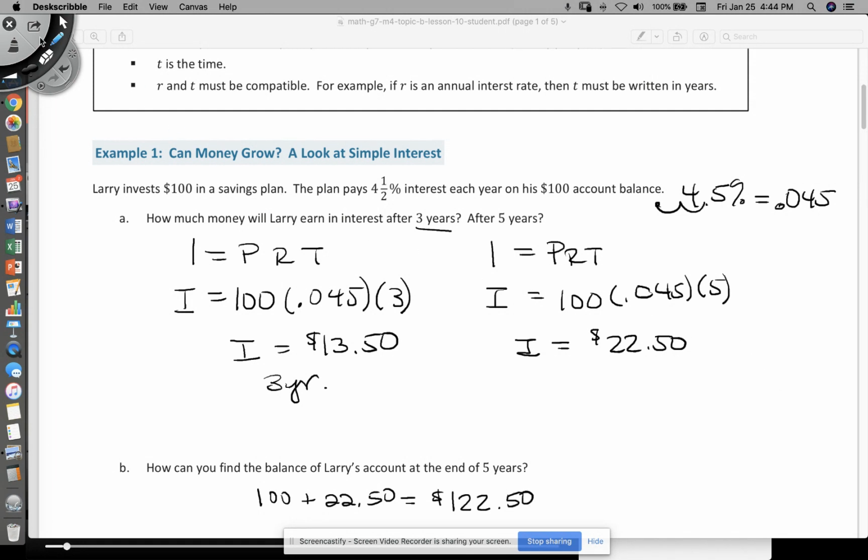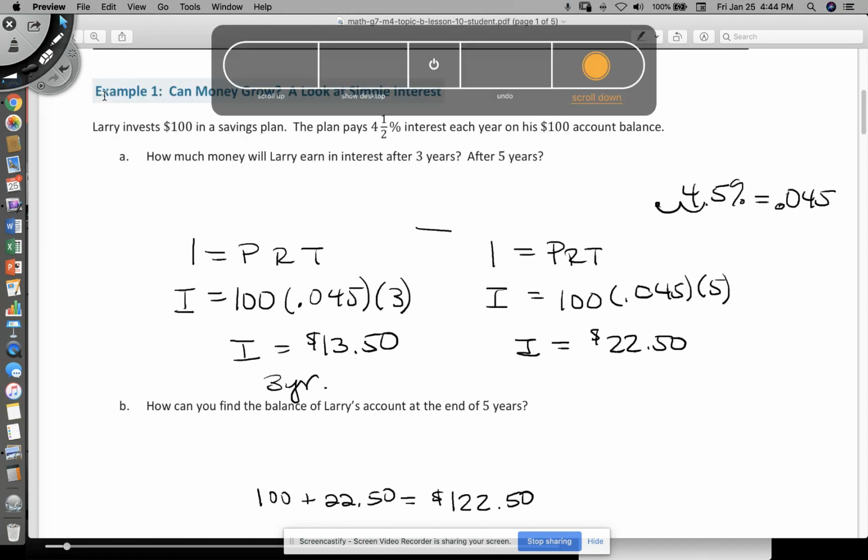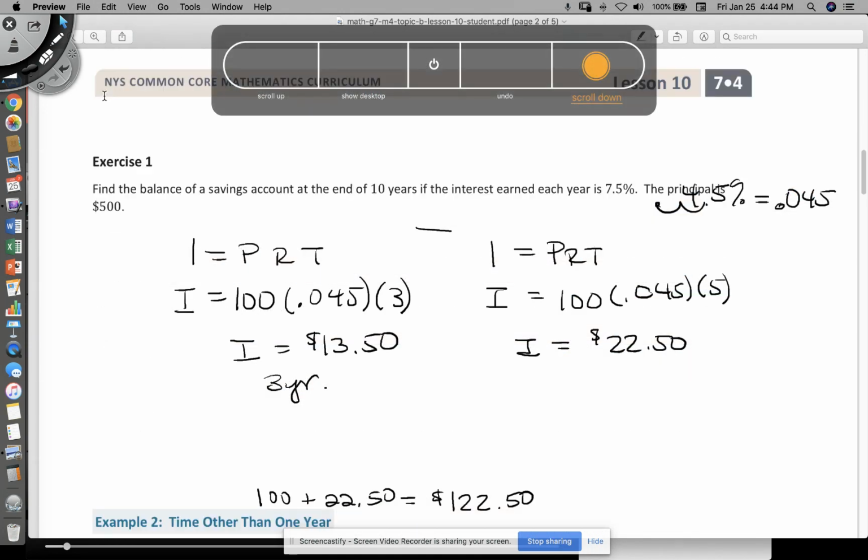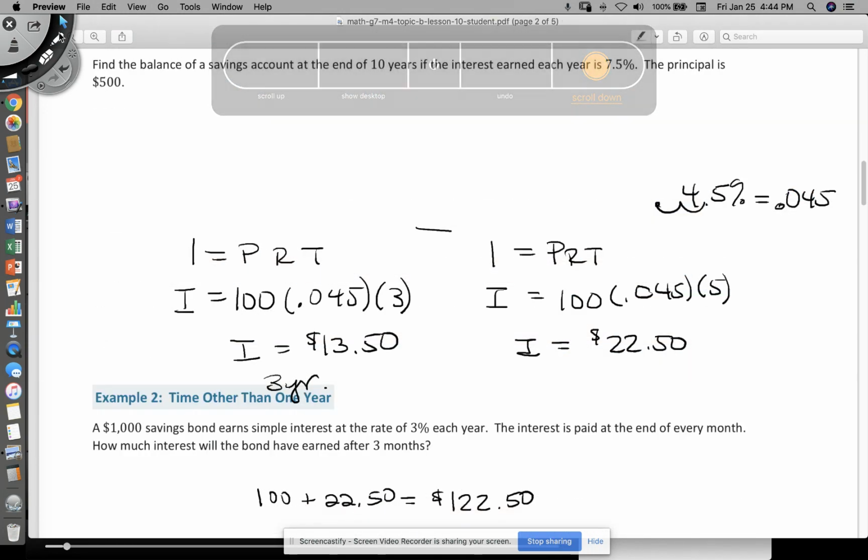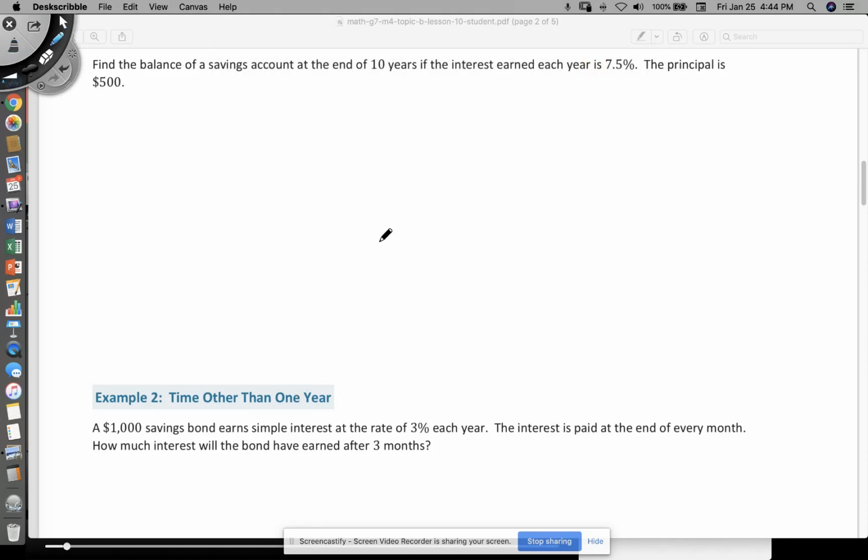All right, let's go to exercise 1. Find the balance of the savings account at the end of 10 years if the interest earned is 7.5% and the principal was 500, which is always nice. They tell you what the principal is. So first I have a percentage I need to take care of. I'm going to move this 2 places to the left, and it's going to be 0.075. So I'm turning that percent into a decimal.